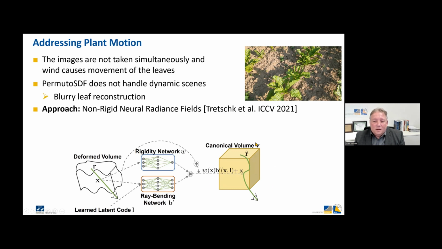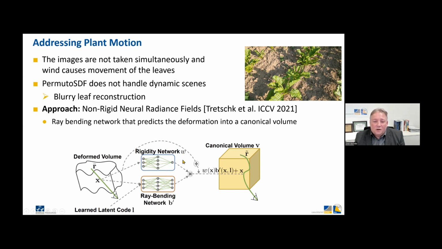So this is like the non-deformed representation of the scene. And then there is a ray bending network. And this ray bending network kind of deforms the volume. Or vice versa, if you shoot a straight ray through that deformed volume and send that through this ray bending network, you have this curved ray in the canonical volume where you can then look up certain features.